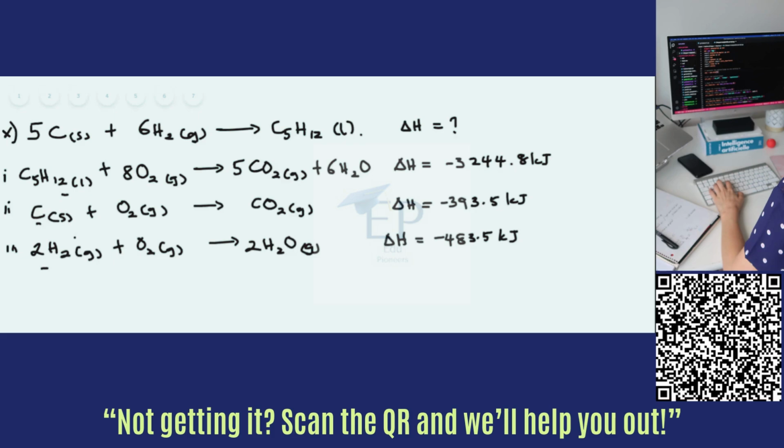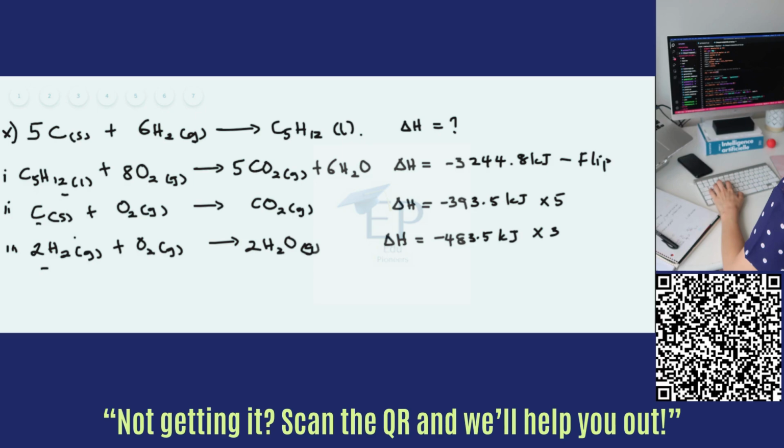So in this question, we have this reaction, 5 carbon plus 6 hydrogen to give C5H12 liquid, and we are told to calculate the delta H of reaction for this particular equation. But we are given some other equations, like C5H12 plus 8 oxygen to give 5 CO2 plus 6 water, and the other one has this. So we are told to use these three equations to provide an answer to the delta H of the reaction of this first equation. So how do we go about doing this?